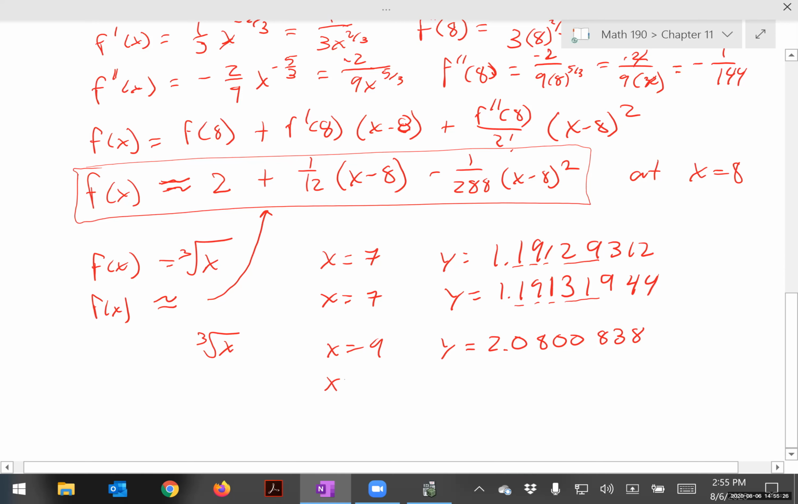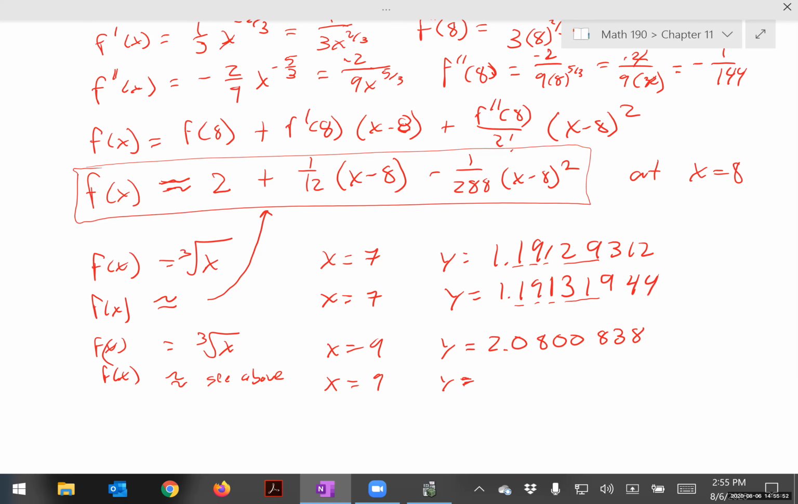And then when x is equal to 9 for the approximation, see above, then y was equal to 2.0798611.